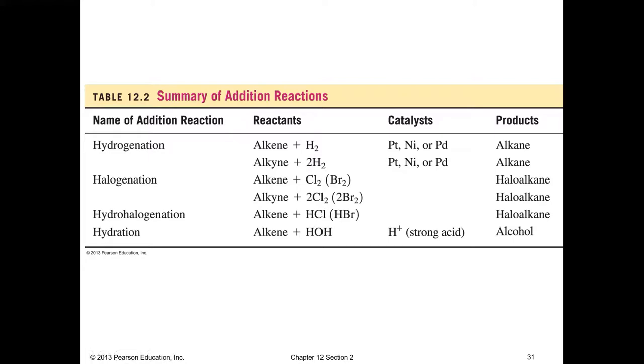And the products we make in hydrogenation or halogenation, in these cases, we're making alkanes. In a hydrohalogenation, we're making what we call a haloalkane. And in a hydration, we're gonna make an alcohol.